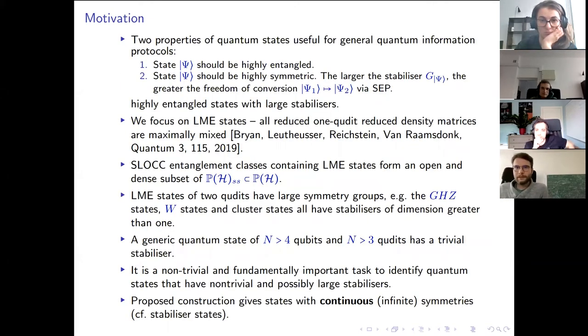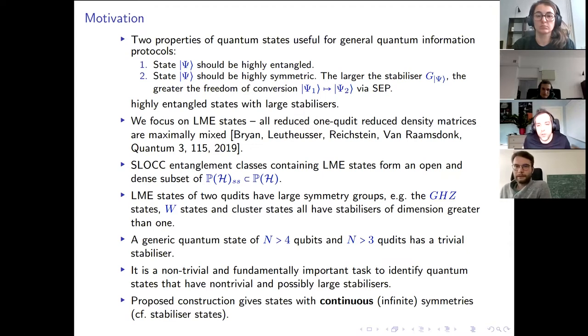So we can say that the two properties of quantum states useful for general quantum information are, first, that the state should be highly entangled, and second, that the state should be highly symmetric, because the larger the stabilizer of psi, the greater will be the freedom of possible conversion between psi one and psi two.